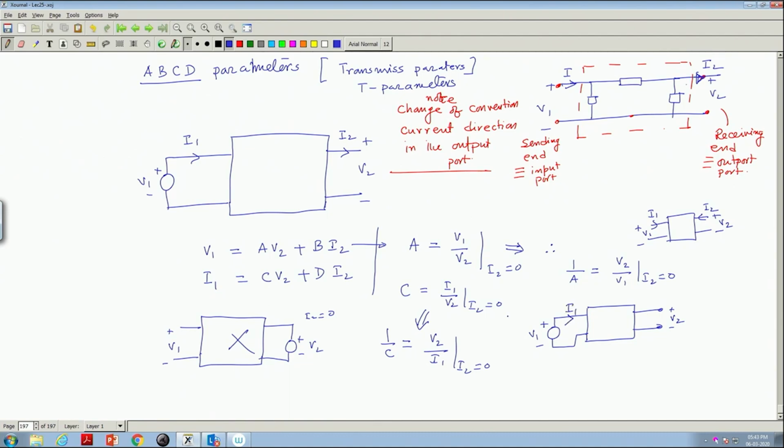Same is the case with B parameters. How to find out B parameters? Let us use this space, on the same page. How to calculate B and D? B will be equal to V1 by I2 with V2 equal to 0.